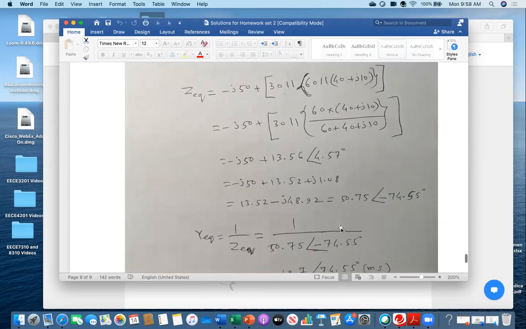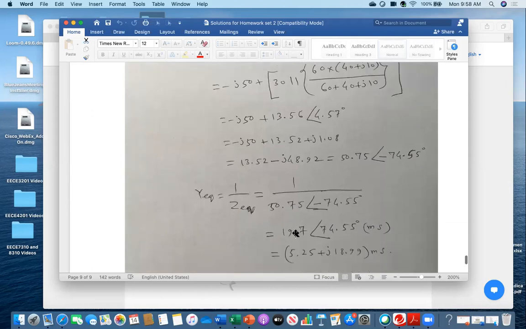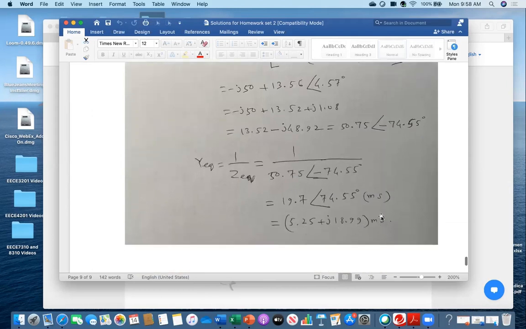G equivalent is this, and Y equivalent is 1 over G. So again, I expressed it in millisiemens. This is in polar form, this is in rectangular form. You might express it in Siemens only, that is also fine. I just put the number in millisiemens.